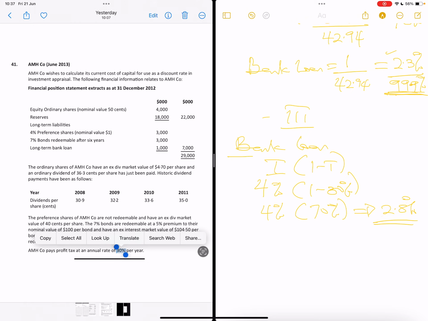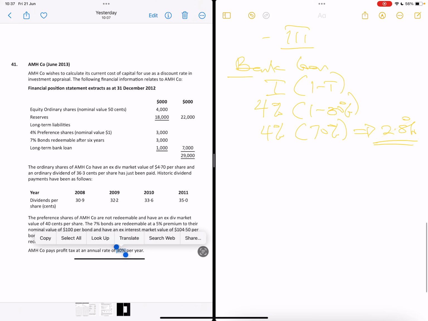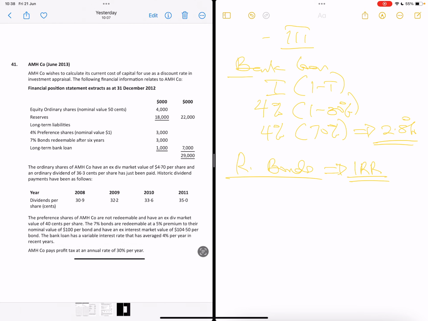So the next one, let's go for redeemable bonds now, which is the most difficult one, from the easiest to the most difficult. How do you calculate the cost of redeemable bonds? Remember, the cost of redeemable bonds is simply IRR. So here we need to calculate IRR. IRR is equal to your lower rate plus NPV at lower rate divided by NPV at lower rate minus NPV at higher rate, times the bracket of higher rate minus lower rate. Remember, do this first.